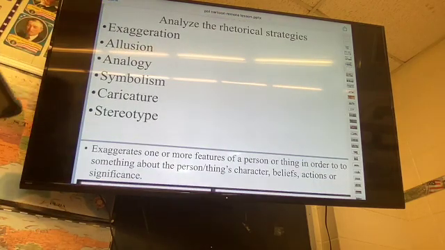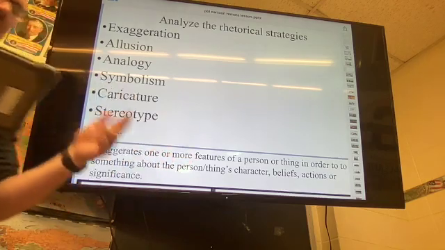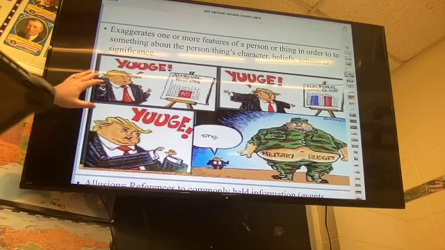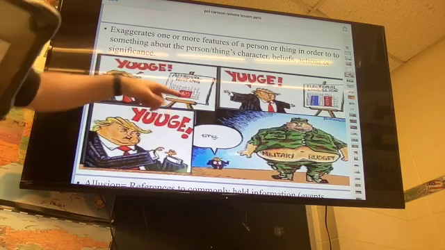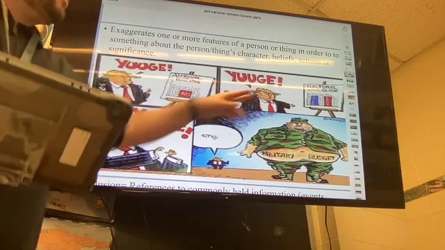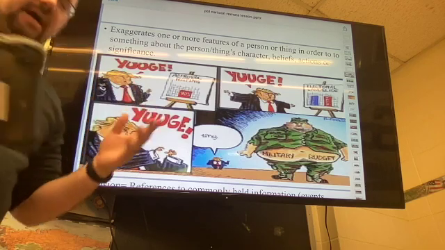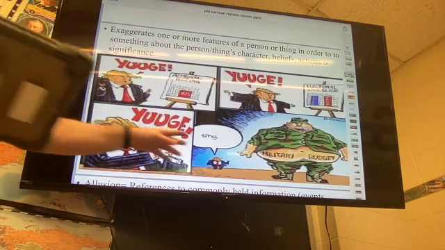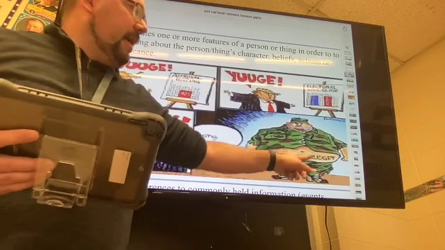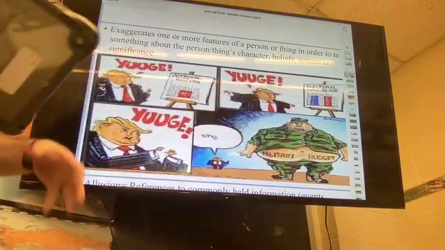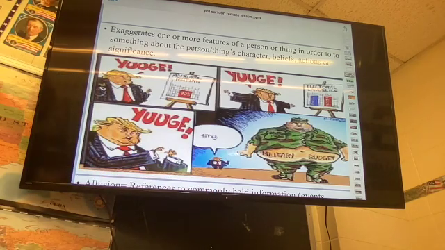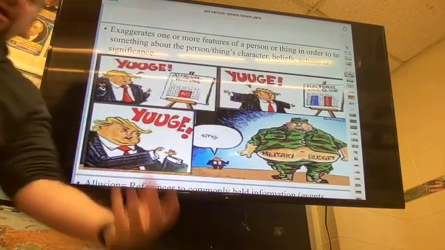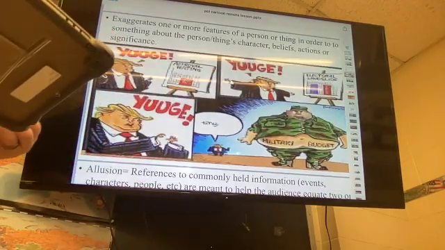Now let's analyze the rhetorical strategies: exaggerations, allusions, analogies, symbolism, caricature, stereotype. So you have this right here. This is like Donald Trump. He's saying huge to his approval rating, but this approval rating is like in the 40s. It says huge for his electoral landslide, even though it was not that huge. It was actually pretty close. Huge, and then it says tiny military budget, and it has this giant picture of a person that's significantly bigger than Donald Trump. And that right there is showing you the exaggeration of size. Size matters in these political cartoons.